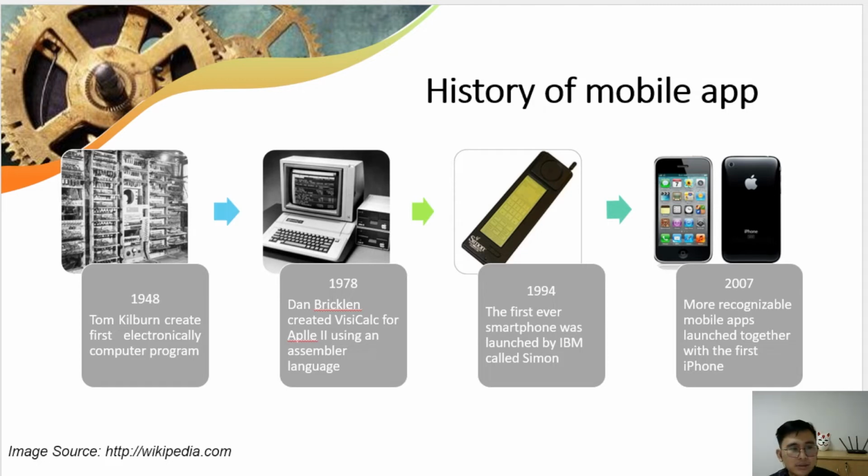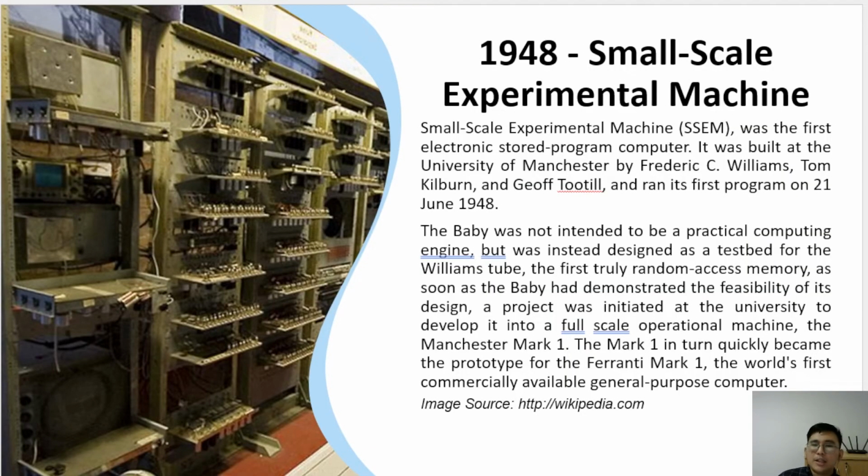Now, let's take a little trip back in history to 1948, where what we call the Small-Scale Experimental Machine, also known back in the day as a supercomputer. So this SSEM was the first electronic stored-program computer, built at the University of Manchester by Frederick C. Williams, Tom Kilburn, and Geoff Tootill, and it ran on 21 June 1948.